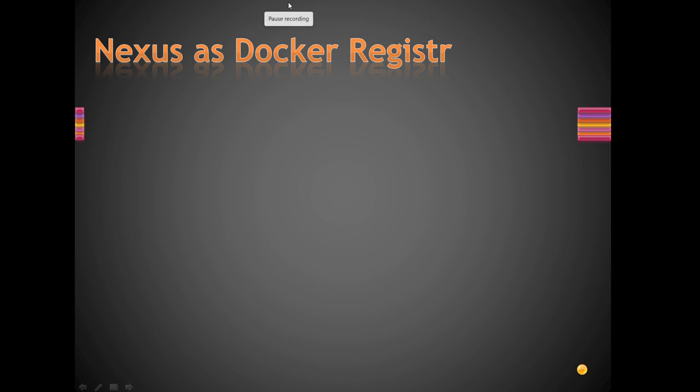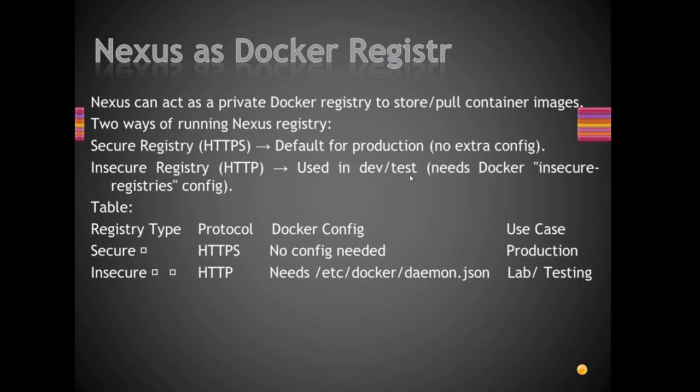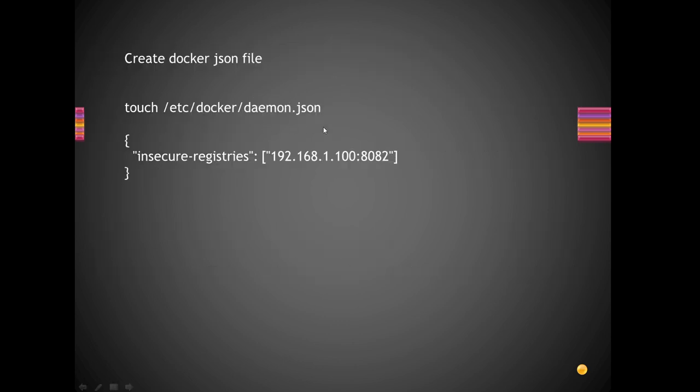Nexus as Docker registry. Nexus can act as a private Docker registry to store full container images. Two ways of running a Nexus registry. Secure registry: HTTPS, default for production, no extra config. Insecure registry: HTTP, used in dev and test, needs Docker insecure registry config. We can create the daemon.json, where we can use insecure-registry. I'll show you how you configure and how you utilize this daemon.json.